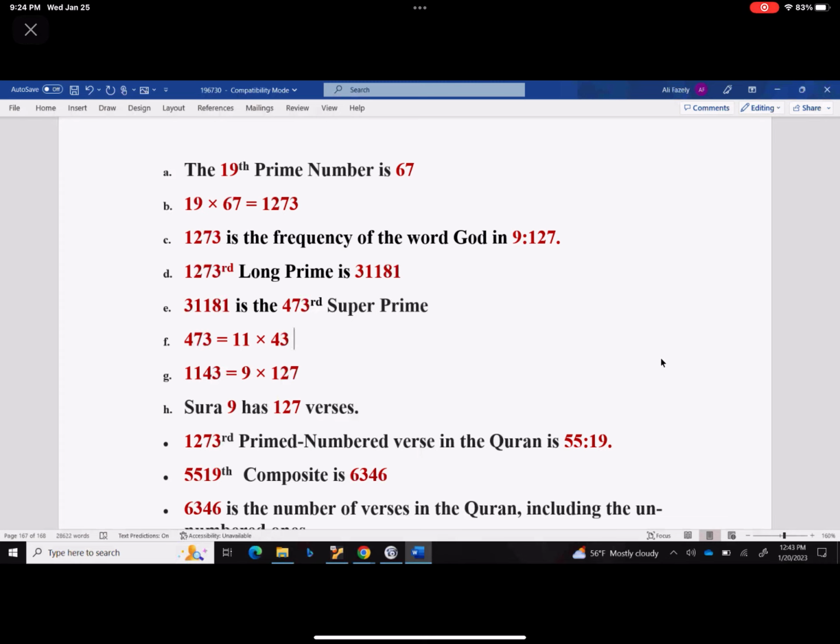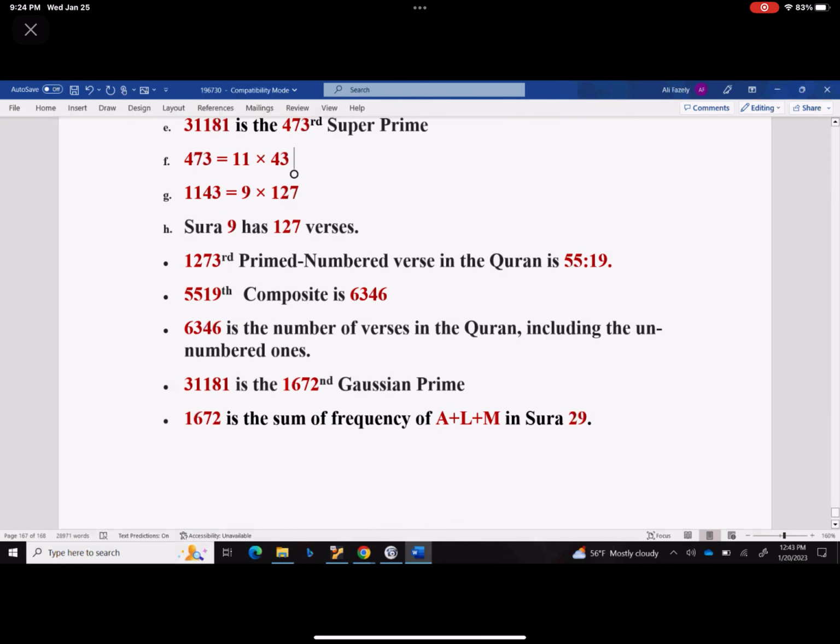So in chapter 1 you have 2, 3, 5, and 7. There are 4 of those that are prime number verses. So you number them. When you go through the Quran, the 1273rd prime number verse in the Quran is 5519. Now 5519 has its own story, aside from it being the 19th verse in chapter 55. It happens that there is a relation between 19 and 55.